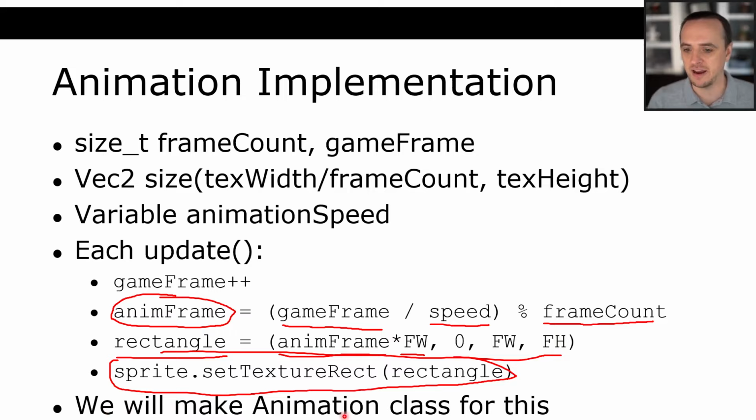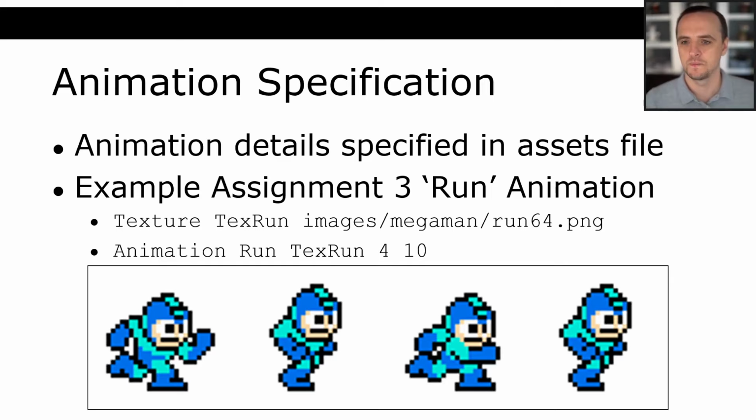Now, we will make an animation class for that, and when I go into the details of assignment 3 and show you the code, I'll go over that animation class with you. The animation details are going to be specified in the assets file. How we construct an animation is going to be in 2 parts. Each animation is going to need 2 things. It's going to need a texture and a number of frames and a speed. So I guess 3 things.